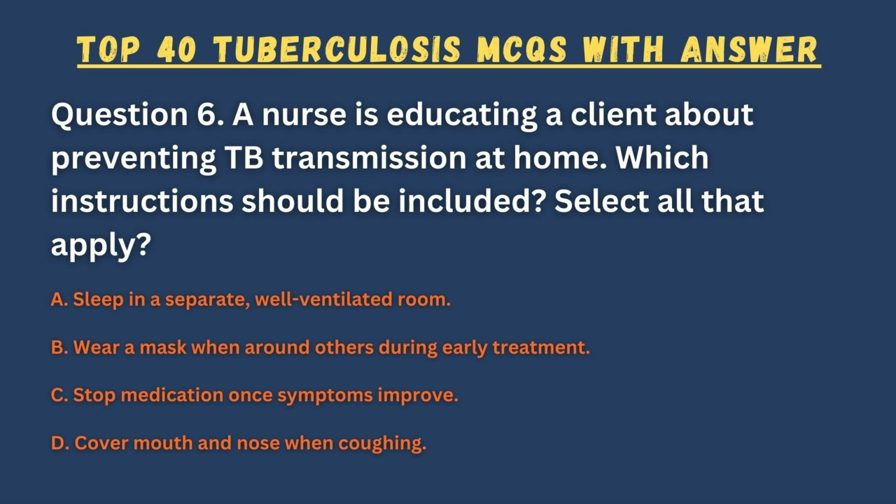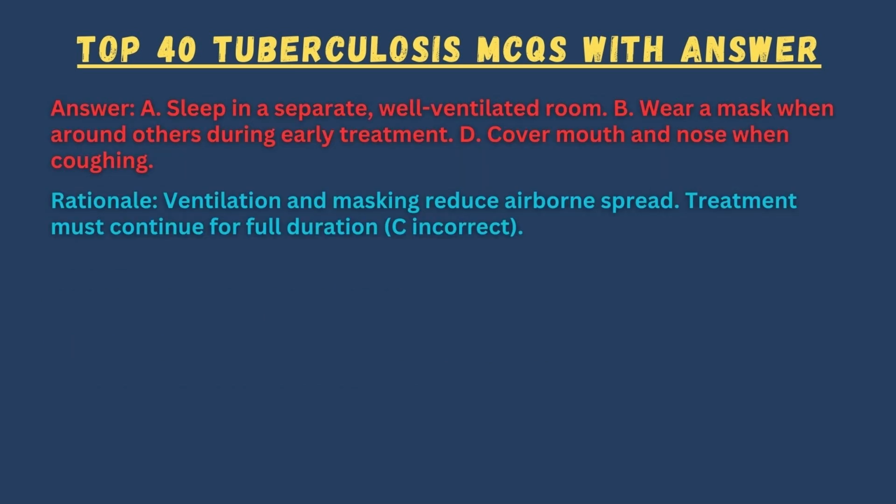Question 6. A nurse is educating a client about preventing TB transmission at home. Which instructions should be included? Select all that apply. A. Sleep in a separate, well-ventilated room. B. Wear a mask when around others during early treatment. C. Stop medication once symptoms improve. D. Cover mouth and nose when coughing. Answer: A, B, and D.